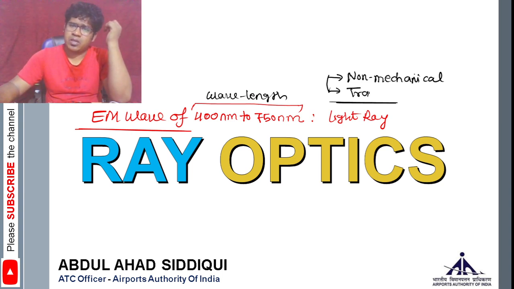Also, sound wave is a longitudinal wave, but this electromagnetic wave, the light wave, is a transverse wave in nature. Matlab, it travels in the form of crest and trough, and longitudinal waves travel in the form of compression and rarefaction. It is a transverse wave.